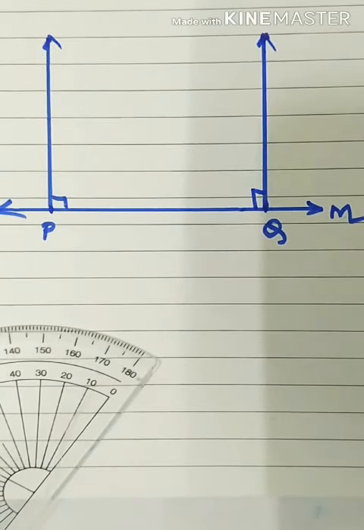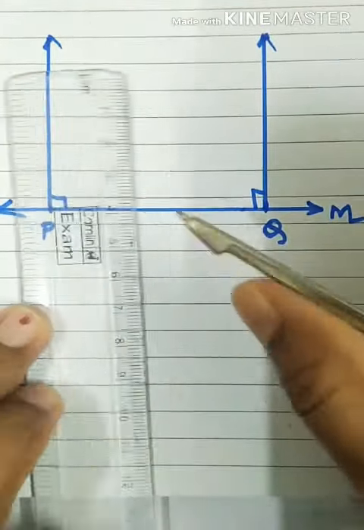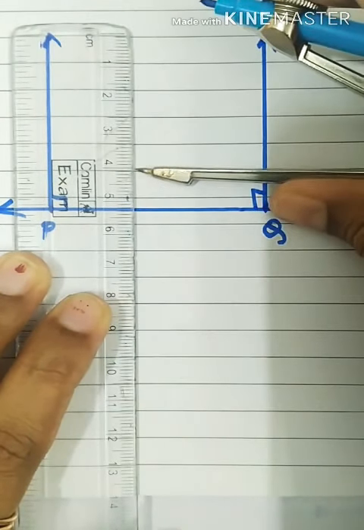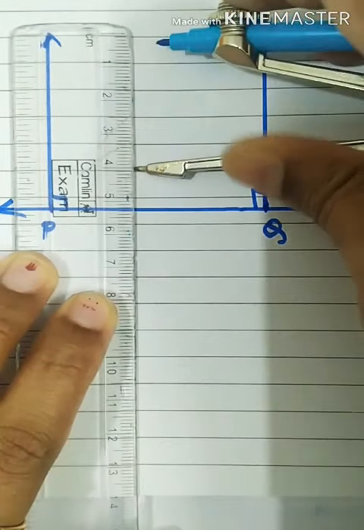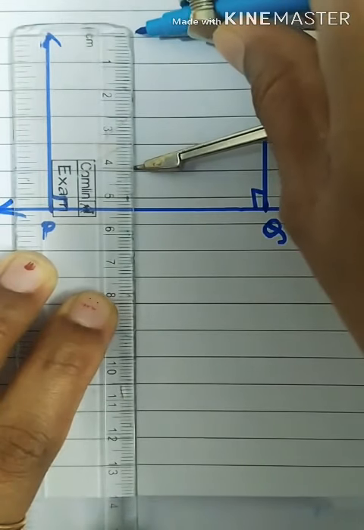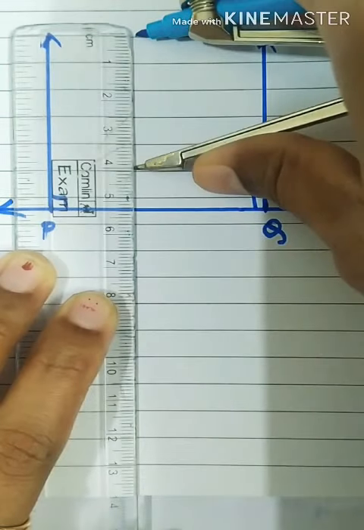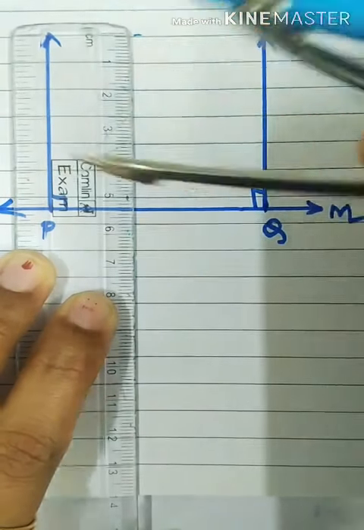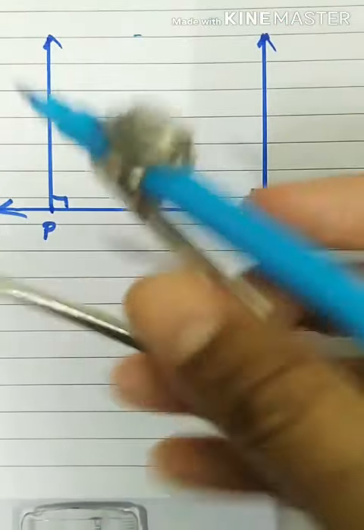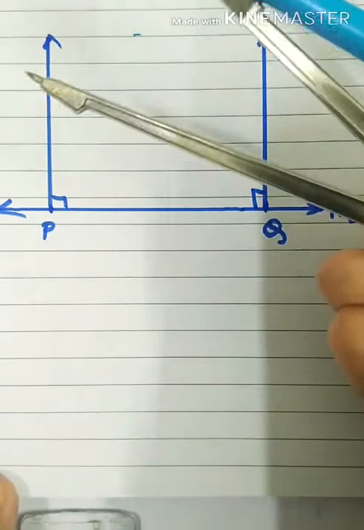We'll take our compass. We will take 4 cm on compass. 4 cm is here, exactly 4 cm. You have to do with pencil; to get a clear view, I am using sketch pen, children. So this is 4 cm exact without disturbing the compass. Don't hold the compass this way. Always hold it here. So, 4 cm I have taken.